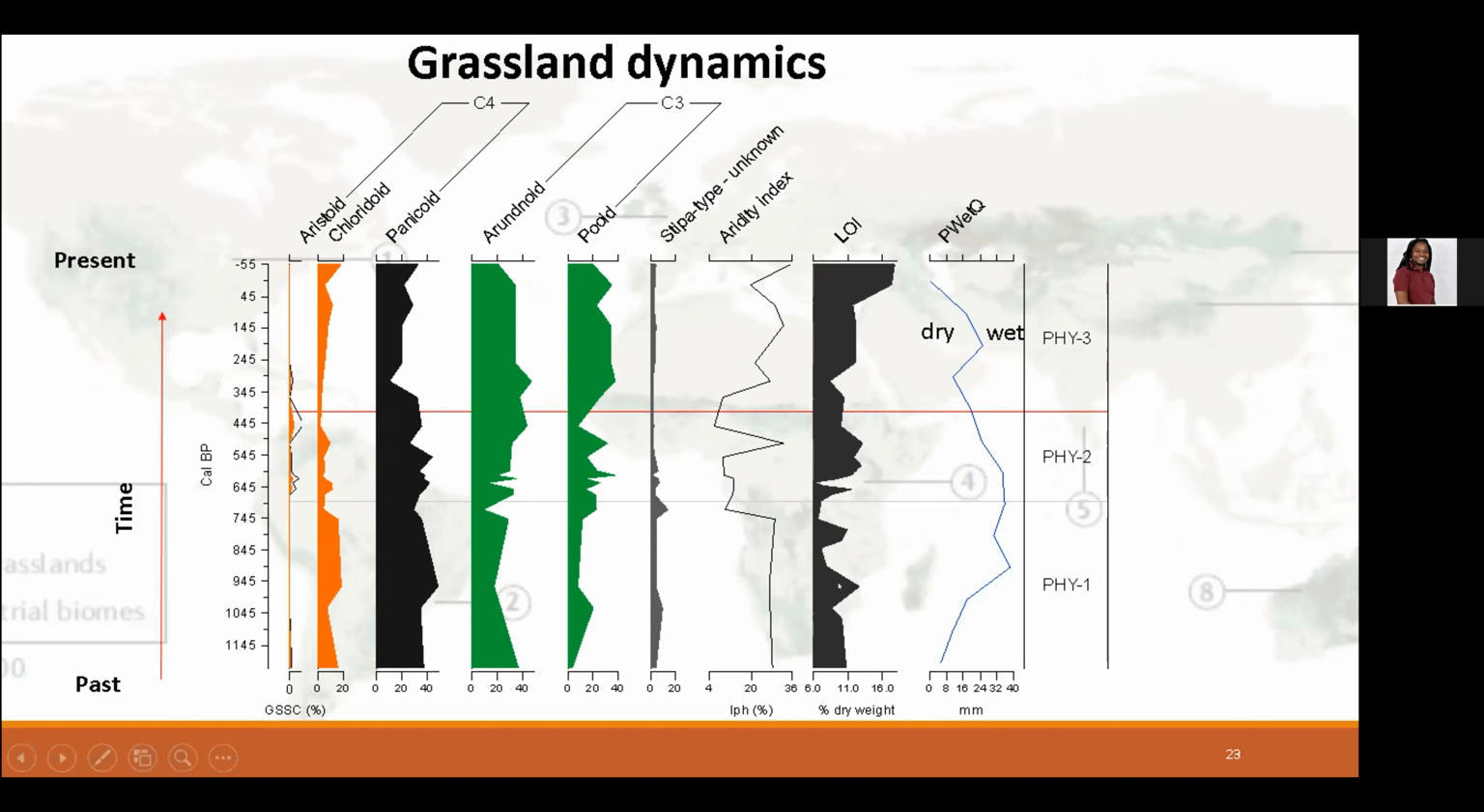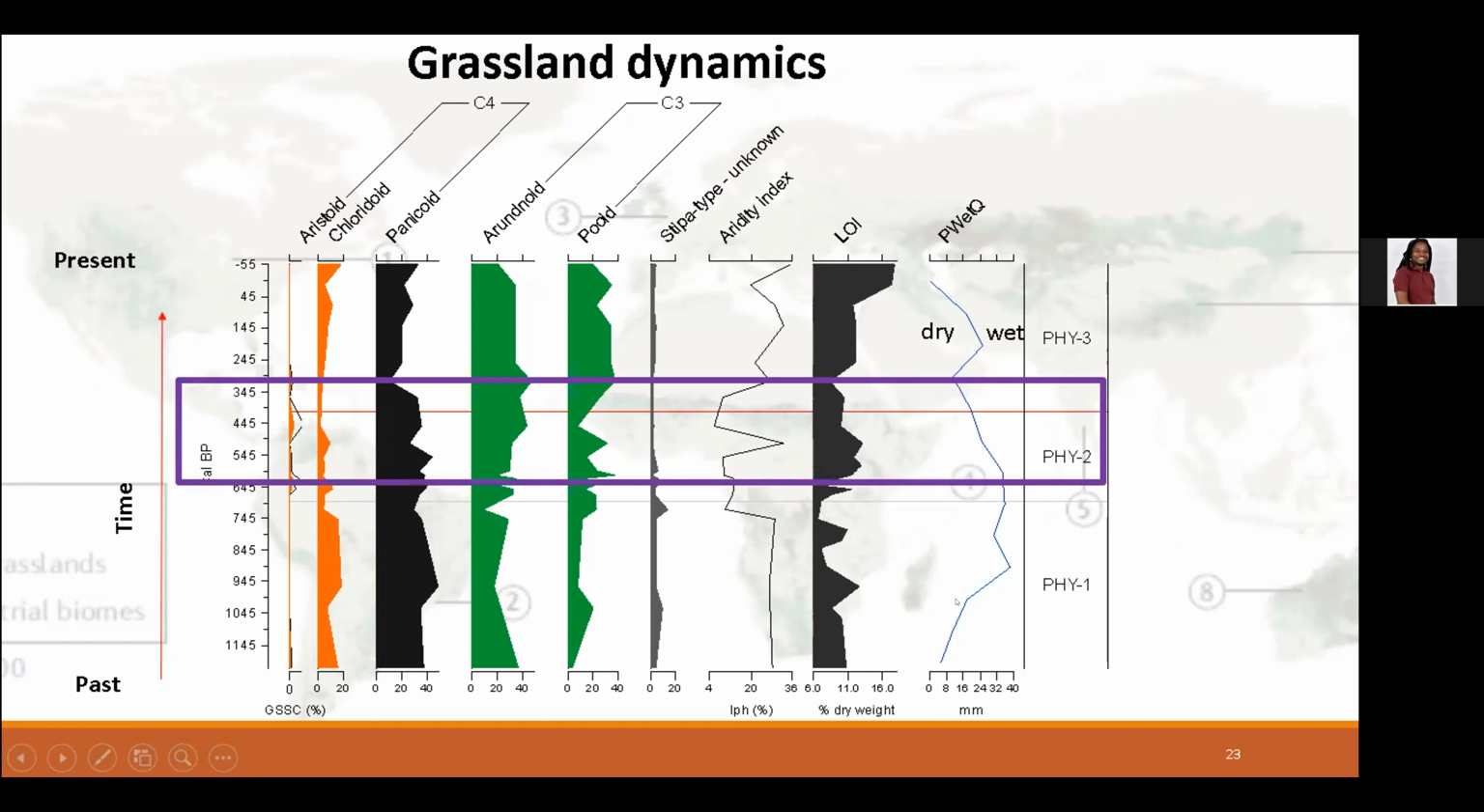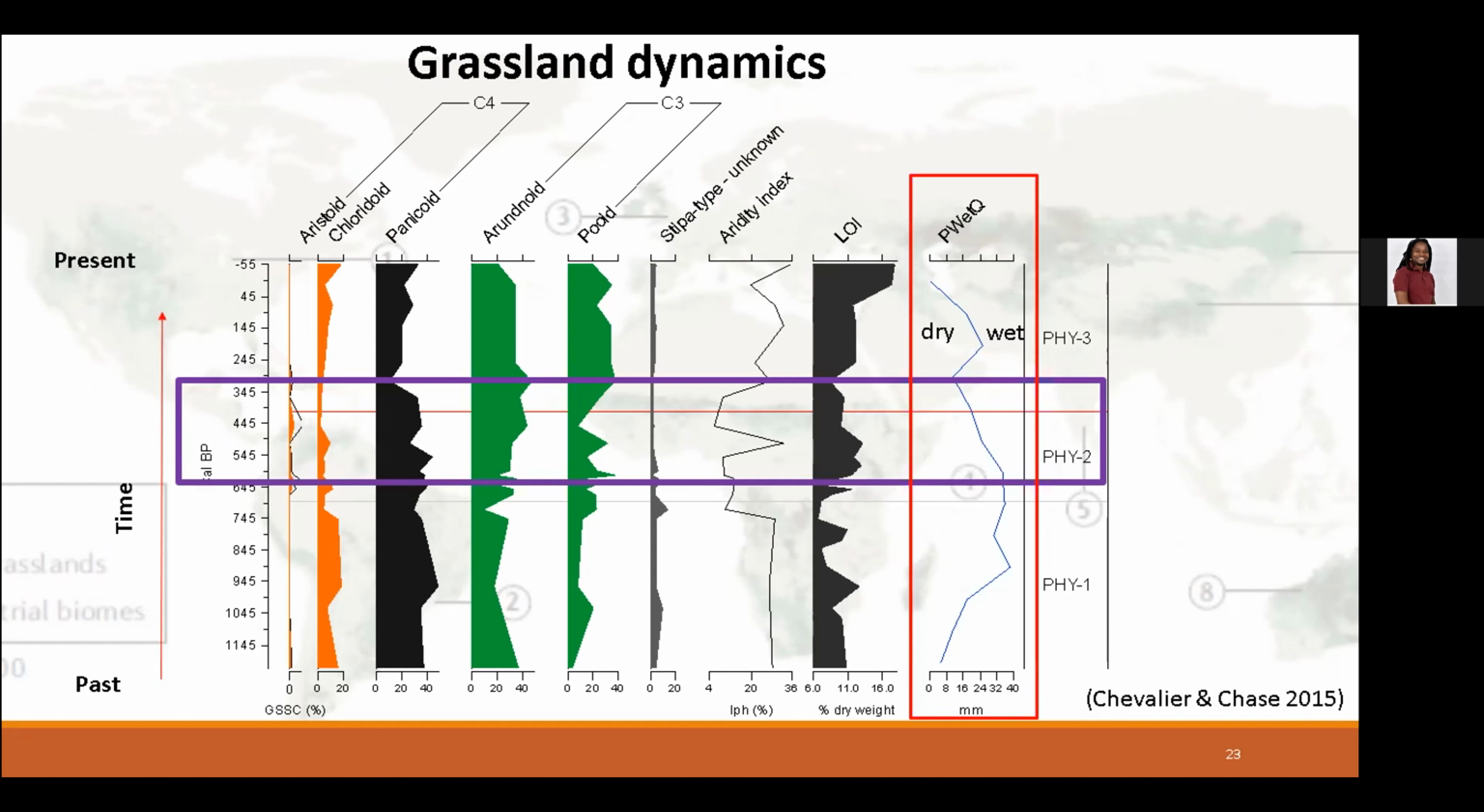And we can see here that generally from the loss on ignition, soil organic material increased over time. And here we can see, okay, this is the dry. So there was this dry climatic period from here that I'm just going to highlight. And you can see it's happening between zone Phi 2 and zone Phi 3. And we're using this record from Chevalier and Chase.